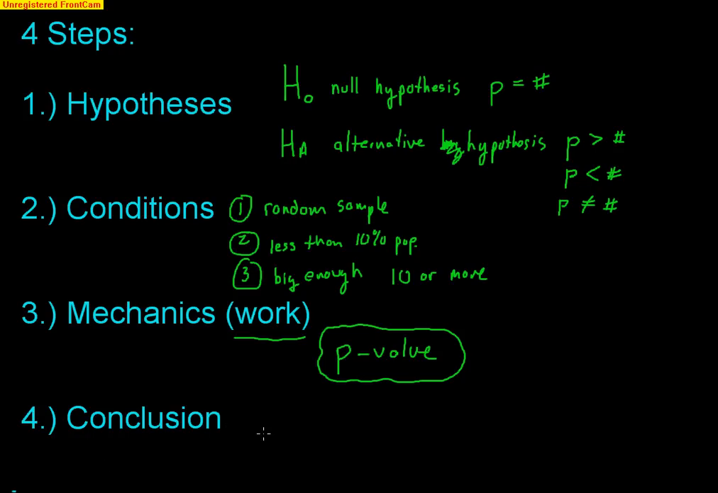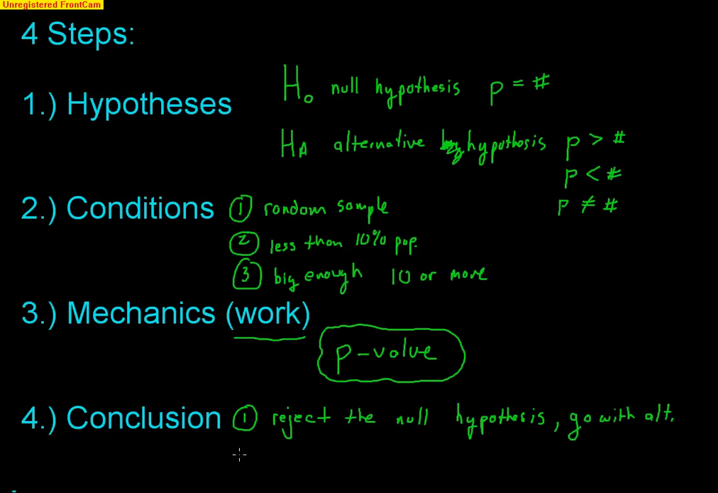And finally, we have our conclusion. We usually have one of 2 conclusions. We're going to reject the null hypothesis. And when we do that, basically what we're doing with this conclusion is rejecting the null hypothesis, that the true proportion that we thought was true is wrong, and we're going to go with the alternative. So reject the null hypothesis, go with the alternative.